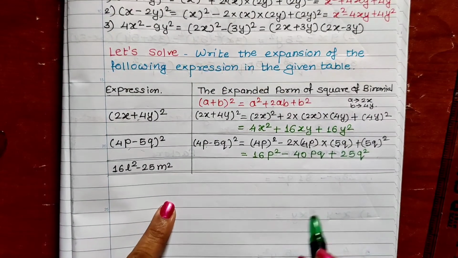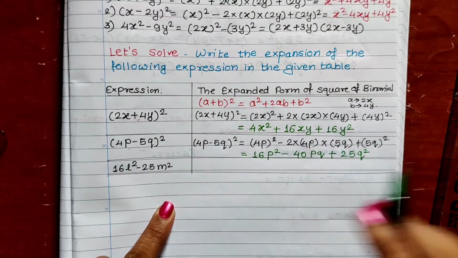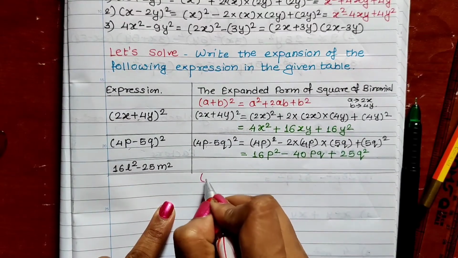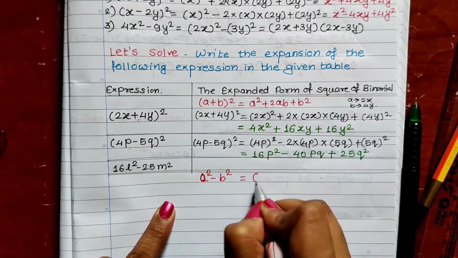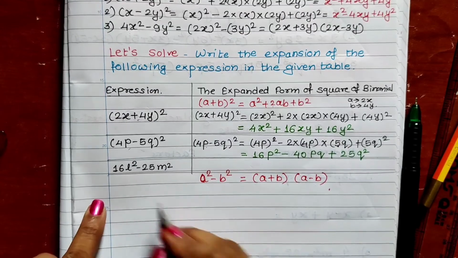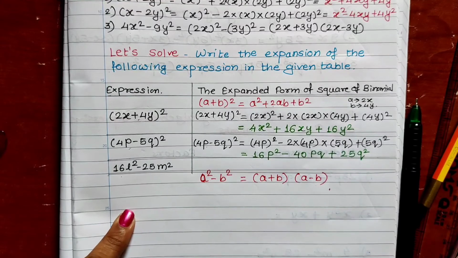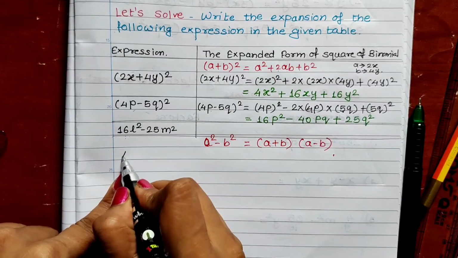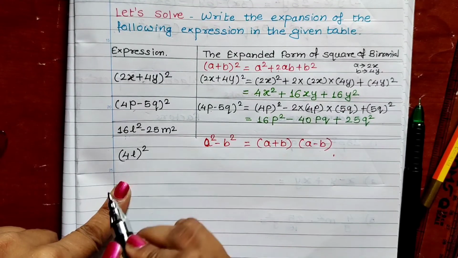Now let us do the last sum. 16l square minus 25m square. So for this, which formula will we have to apply? I will be writing below here. a square minus b square is equal to (a plus b) in the first bracket, (a minus b) in the second bracket. So 16l square minus 25m square should be converted into perfect squares first, and then we can apply the formula. So 16l square can be written as (4l) whole square, because 16 is square of 4 and l square is square of l.